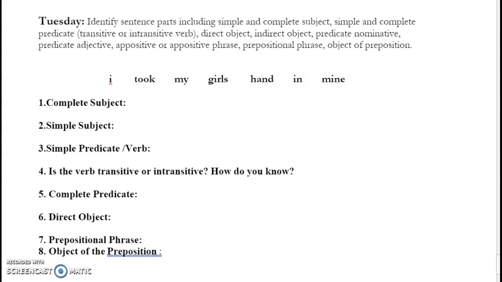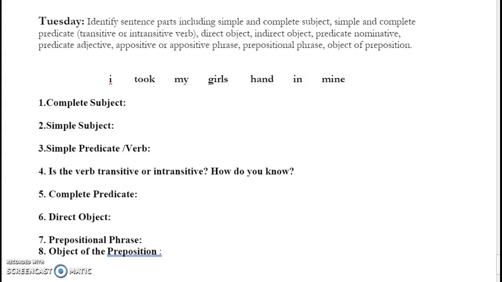So you say, I took what? And if you can answer that, that is your direct object. I took what? There's your answer. That's your direct object. For your prepositional phrase, you have to have a preposition. If you do not have a preposition, you do not have a prepositional phrase. And if you have an object of the preposition, that is the noun in your prepositional phrase.